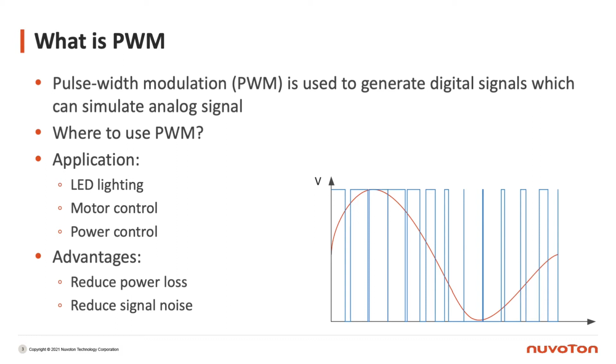Take a look at the picture in the lower right corner. The red line is an analog signal and the blue line is a square wave digital signal. The area between the signal and the x-axis is equal, so the device gets the same power. PWM can be used for an LED lighting controller, motor controller, and power controller.